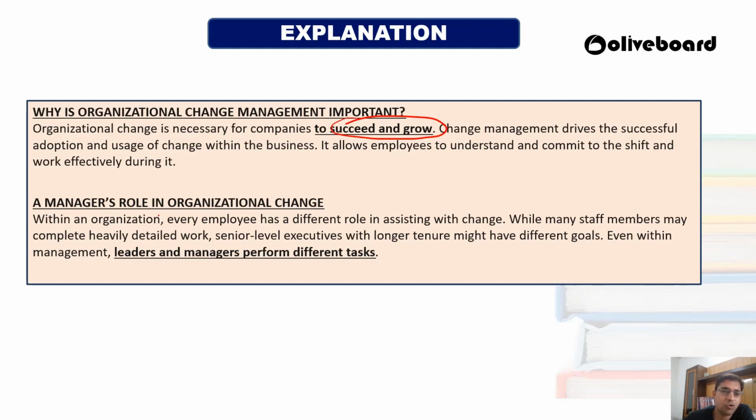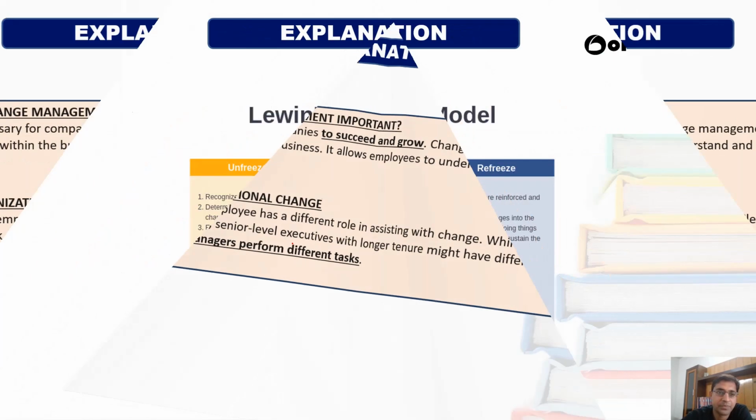Right? So what is the role of the manager in organizational change? Whenever we talk of the role in the organization, obviously the manager has all the role, because the manager has to take care. It is assisting with the change. The role is in assisting. If any work is there, they help in assisting with anything, right? Many staff members have very heavy duty, senior level have longer tenure. Okay, everybody has their own work and they perform different tasks at different levels.